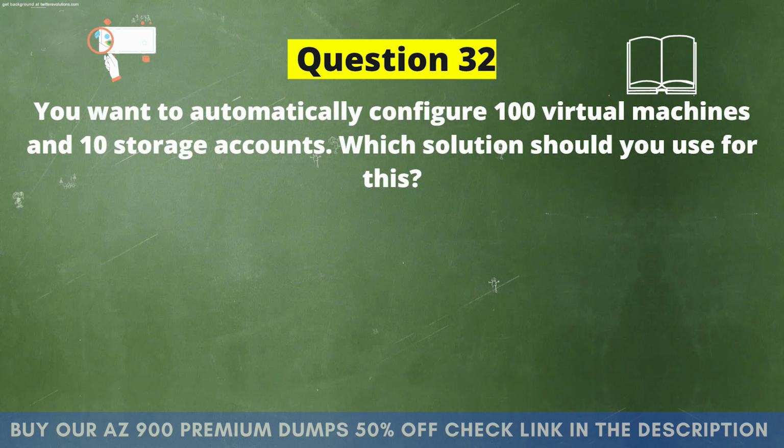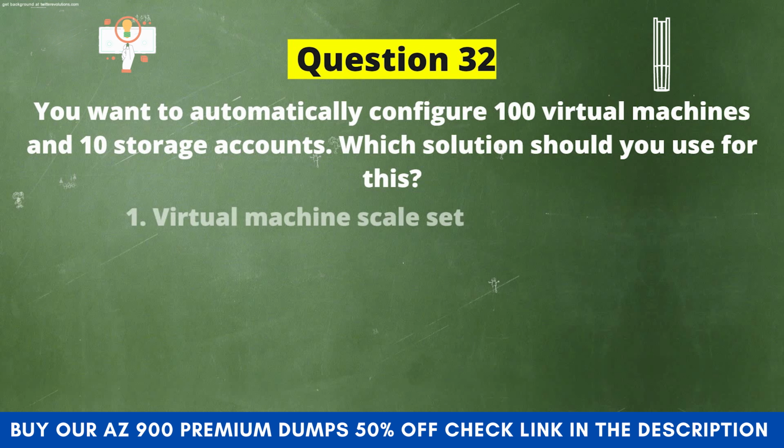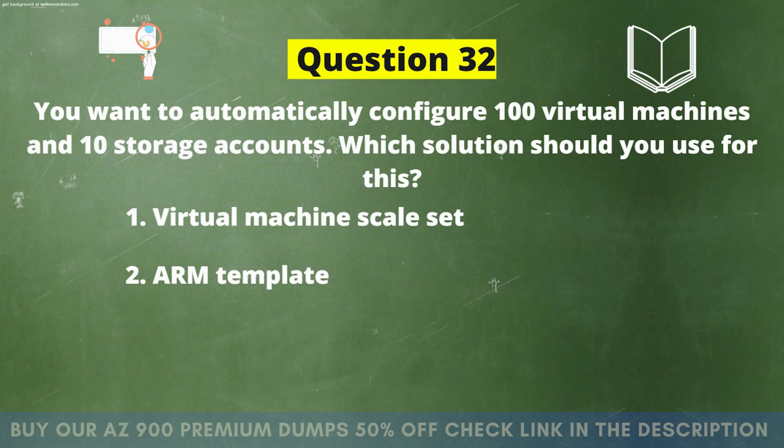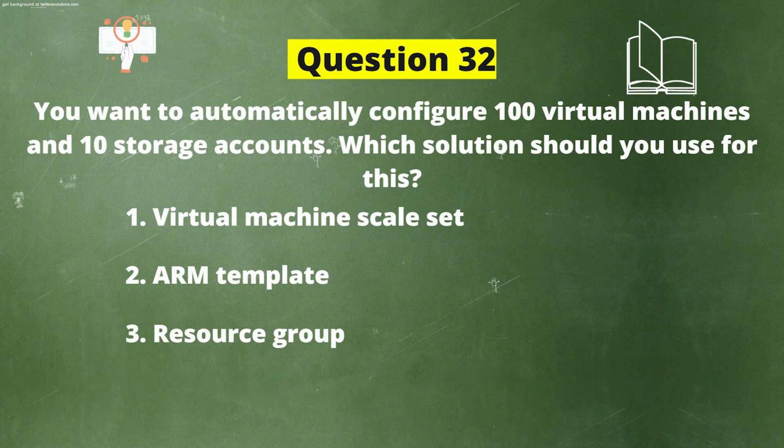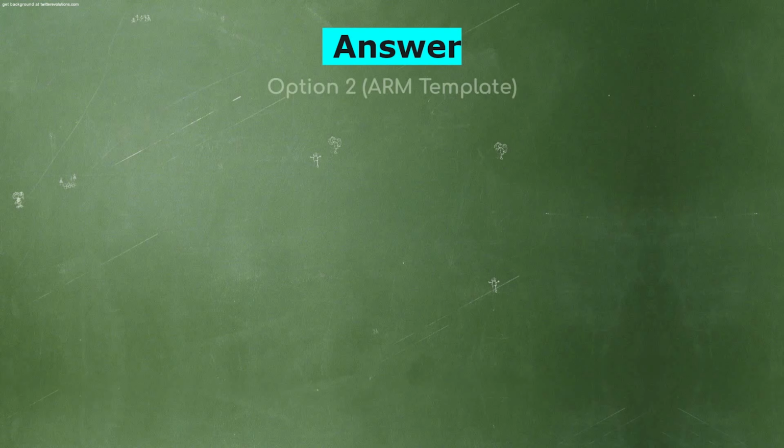Question 32. You want to automatically configure 100 virtual machines and 10 storage accounts. Which solution should you use for this? And the options are 1. Virtual machine scale set, 2. ARM template, 3. Resource group, 4. Availability set. And the correct answer is option 2.